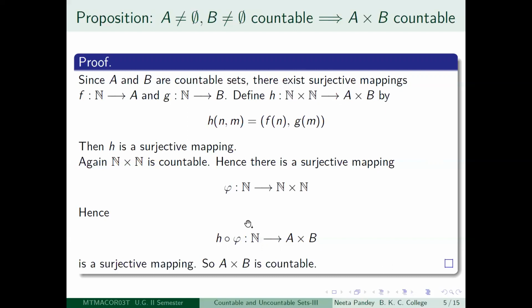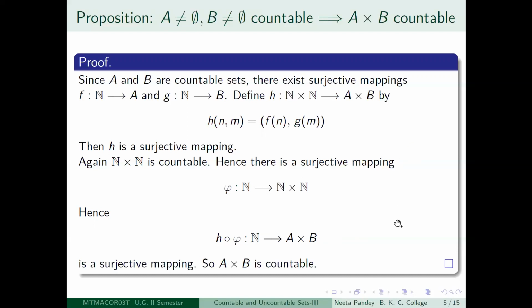Then look at the composition H compose phi. So it goes from n to n cross n, and then from n cross n to A cross B. So H compose phi is a mapping from n to A cross B. H is surjective and phi is surjective. So the composition of two surjective mappings is surjective. So you are able to get a surjective mapping from N to A cross B, which again gives you the characterization that A cross B is a countable set.